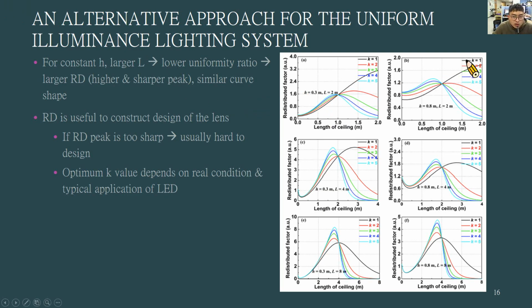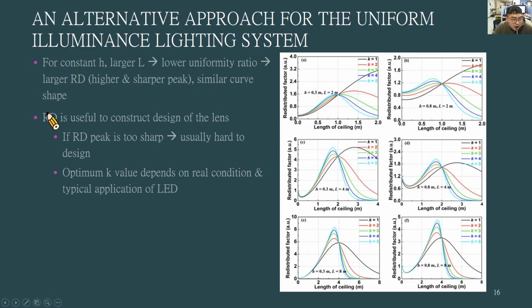Okay, so if we compare all 6 of these graphs together, we can get one conclusion. For constant H and larger L values, we will have the lower uniformity ratio. The lower uniformity ratio will result in larger RD factor, and not only larger, the value is also higher, the peak will also look sharper. But the curve shape for all these 6 cases are pretty similar.